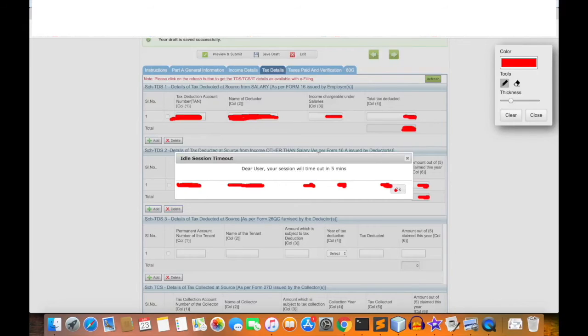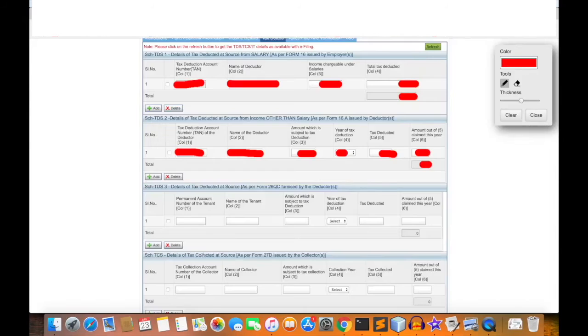We need to fill that information in this schedule TDS.